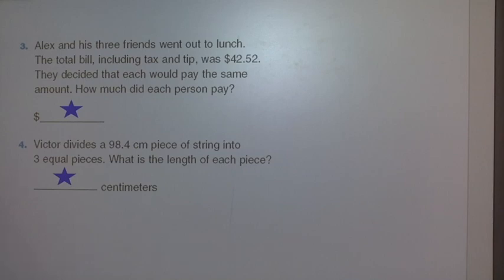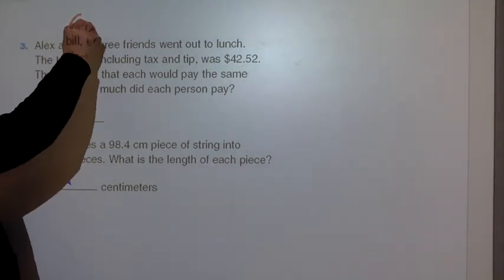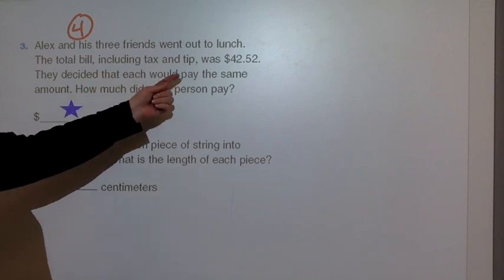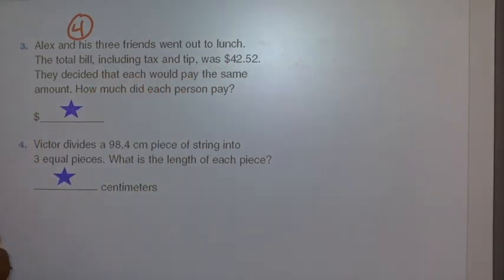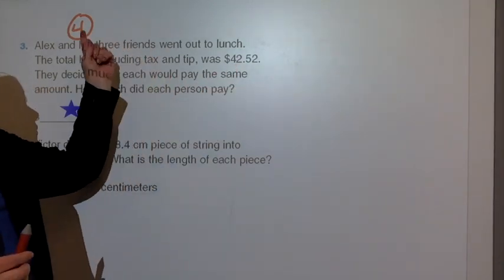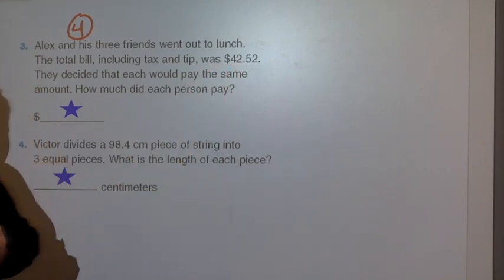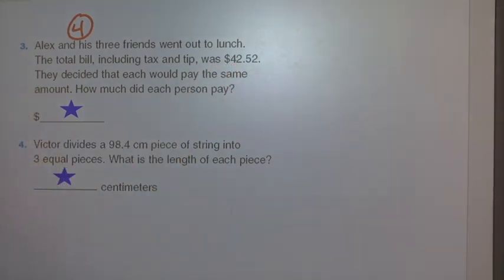Let's look at our numbers. Alex and his 3 friends, that means there's 4 peeps. We're going to divide that into $42.52. Now think really hard. Do you think it would be easier to divide 40 divided by 4, or would it be 50 divided by 4? Well, I think 40 divided by 4 is easier. I can do that in my head because it ends in zeros. It is a multiple of 10.